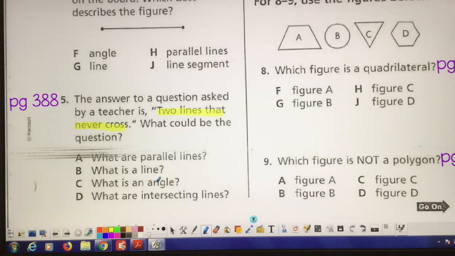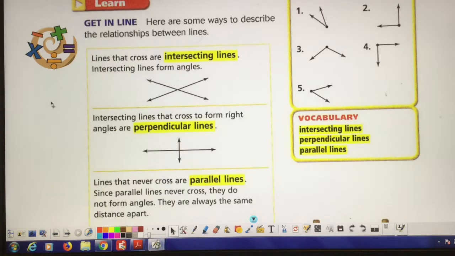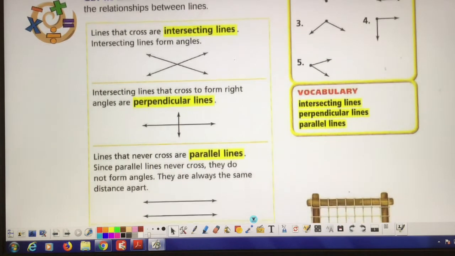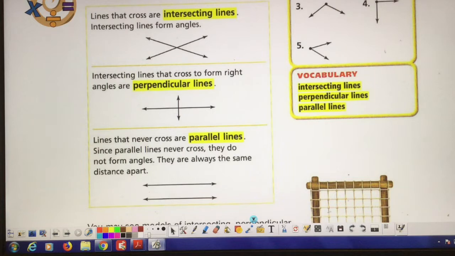I already know what a line and an angle are from page 384, but parallel lines and intersecting lines are going to come from page 388. So you're going to take a look at intersecting lines, perpendicular lines, or parallel lines. Remember, we're trying to figure out the question. If someone in the class gives me an answer of, oh, it's 2 lines that never cross, well, what did I ask you? Did I ask you what are parallel lines? What is a line? What is an angle? Or what is an intersecting line?